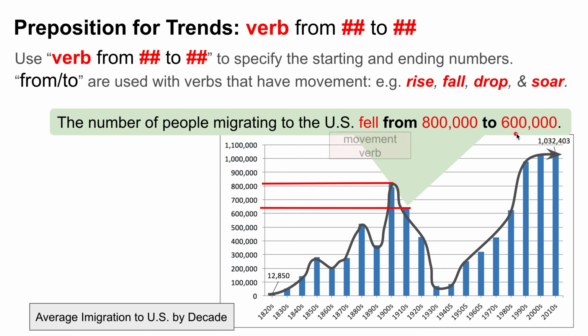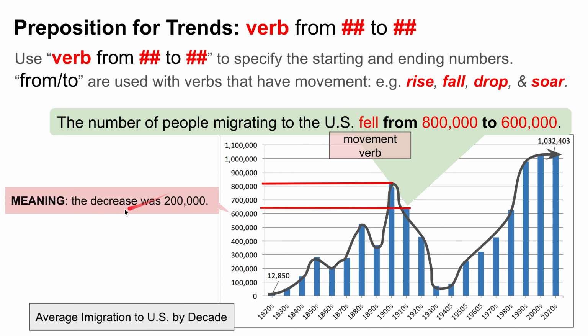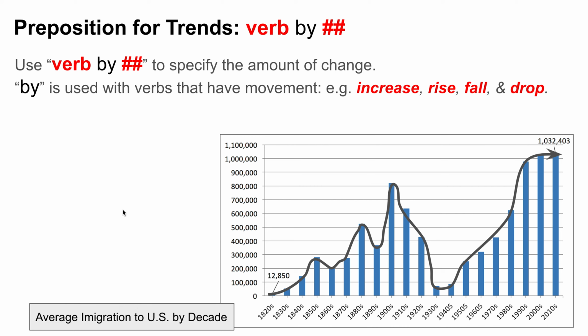And again, fell is our movement verb. And what does this mean? This fell from 800,000 to 600,000? It means that there was a decrease, and the decrease was 200,000. Moving forward now, we use verb plus by plus number to specify the amount of change.